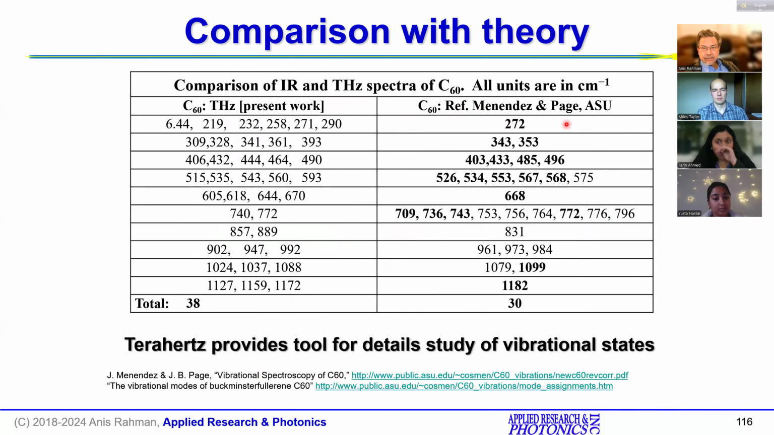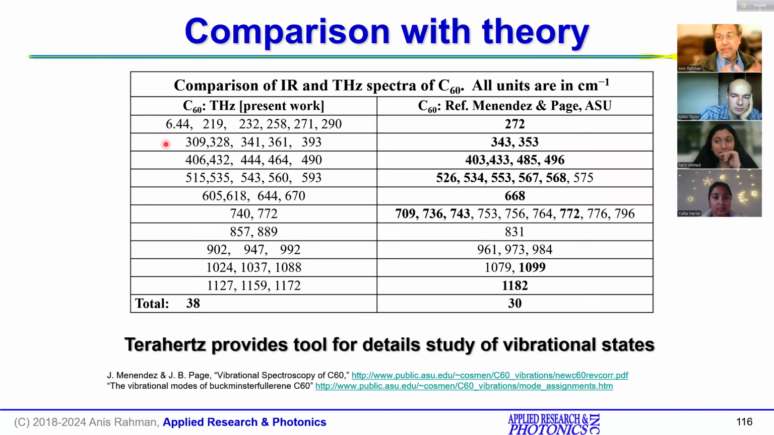Those are published by these authors, Menendez and Page at Arizona State University. Here are the references. I think these works are available on the internet as well. This is the vibrational spectroscopy of C60. The other paper is the vibrational modes of Buckminsterfullerene C60. So the bottom line is that they found the lowest frequency peak at 272. And we have one very close to that at 271, but in the low frequency region, we have peaks at 6.44, 19, etc., that the T-ray has been able to generate.